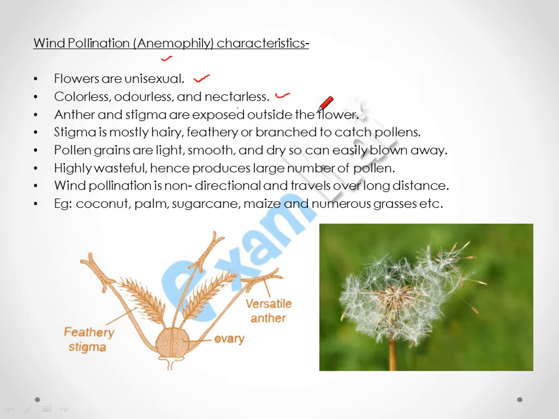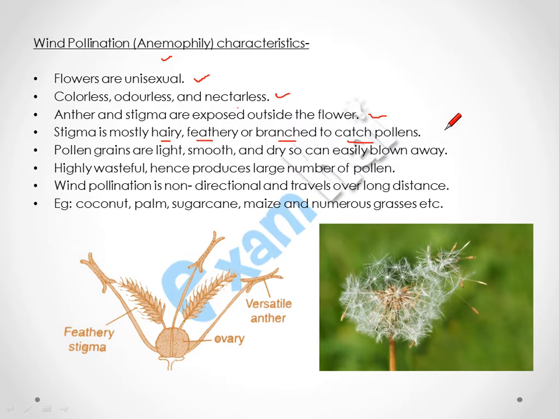Anther and stigma are exposed outside of the flower. As you can see in this diagram, the anther and stigma are exposed outside of the flower so that the pollen grain from the anther can be easily transferred from one place to another through wind, and any pollen grain can easily be deposited on the stigmatic surface of the flower if it is exposed outside of the flower. The stigma is mostly hairy, feathery, branched to catch the pollen.